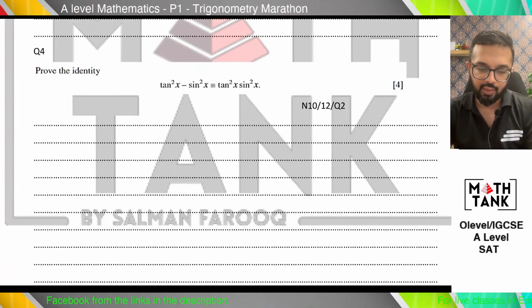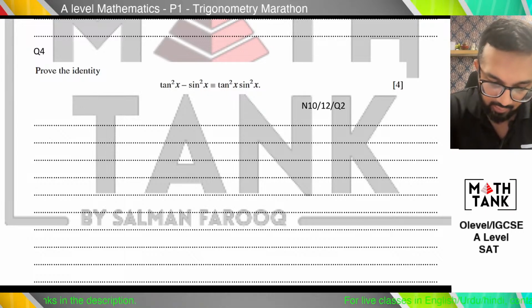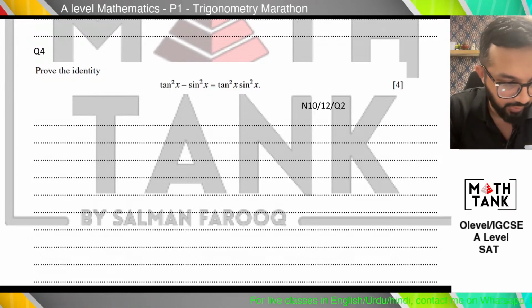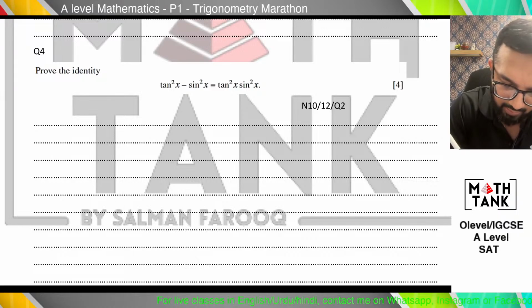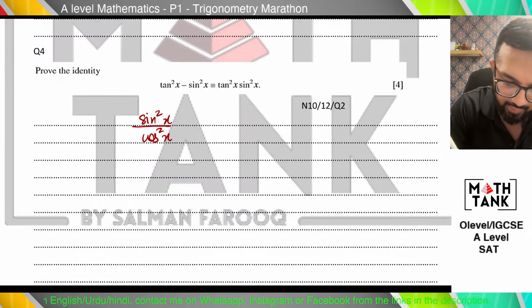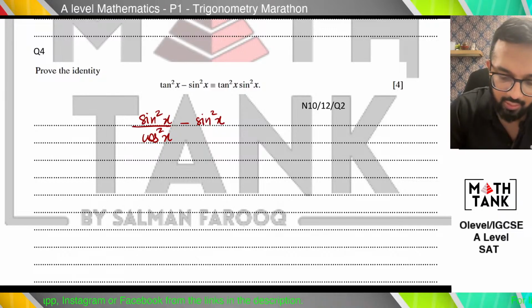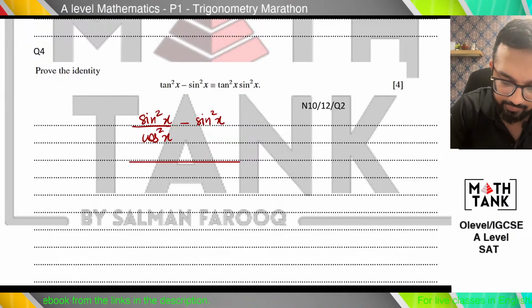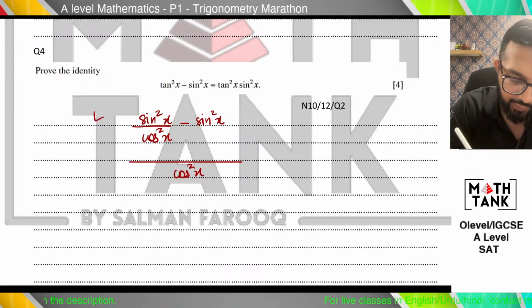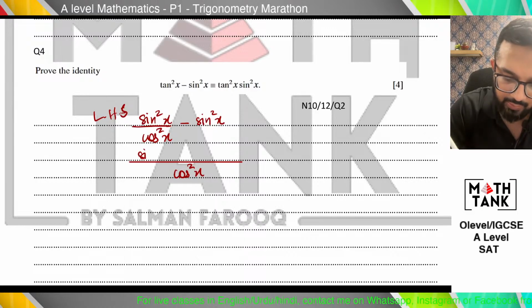Then I have to prove this identity: tan square x minus sine square x. Okay, so the first thing that strikes me is maybe I need to do sine square x over cos square x. Then I take a common denominator, working with the left hand side. Sine square x minus sine square x cos square x.